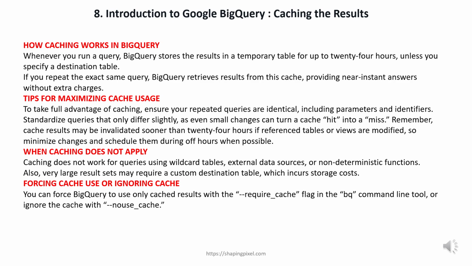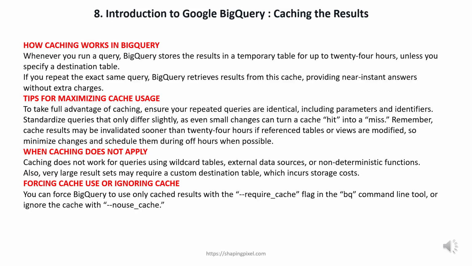To take full advantage of caching, ensure your repeated queries are identical, including parameters and identifiers. Standardize queries that only differ slightly, as even small changes can turn a cache hit into a miss. Remember, cache results may be invalidated sooner than 24 hours if reference tables or views are modified, so minimize changes and schedule them during off hours when possible.